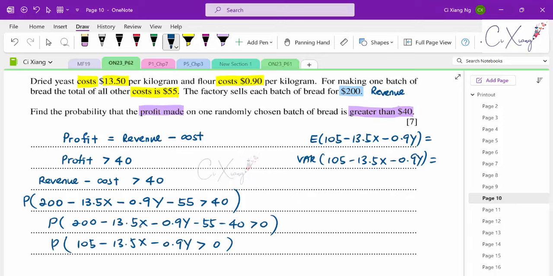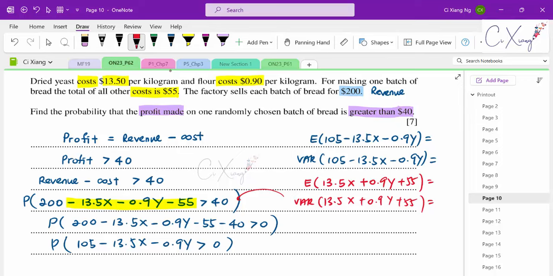All right. And then some students might prefer to only focus on this one first. They try to get the cost first. So if you want to get the cost first, they might want to calculate the mean for 13.5x, then plus 0.9y, then plus 55. This is the cost, the mean for the cost and also the variance of the cost. Then only they substitute it into the equation and get the probability. Also can. Alright. So there are many ways for you to show the calculation and to get the probability.